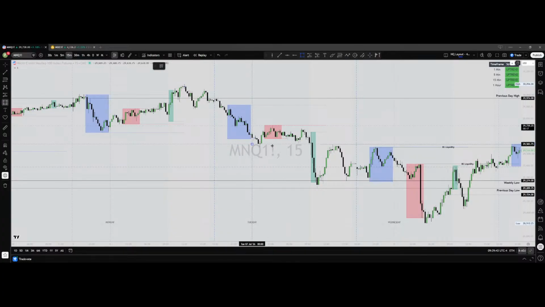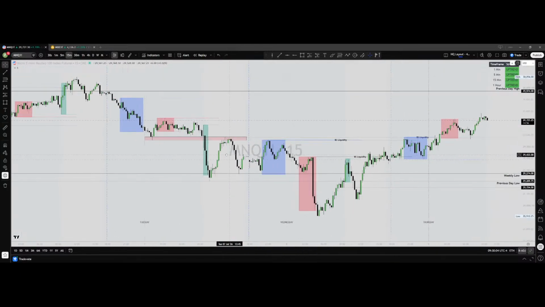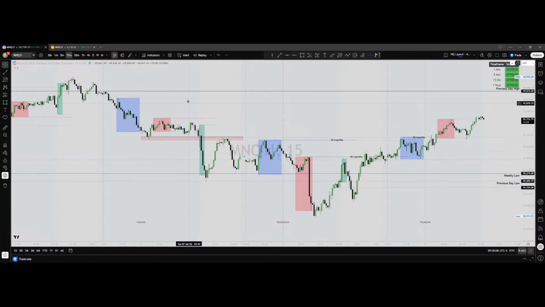Watch this order block. Price came all the way down again, tapped into this order block, and then flushed again. So we did not get an opportunity, but the people trading in the afternoon session would have got an opportunity.